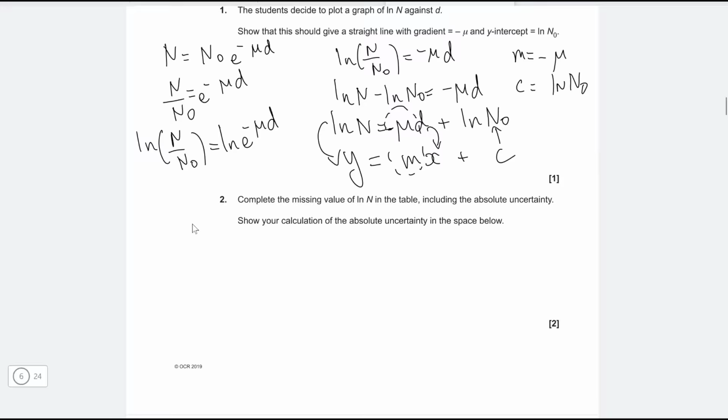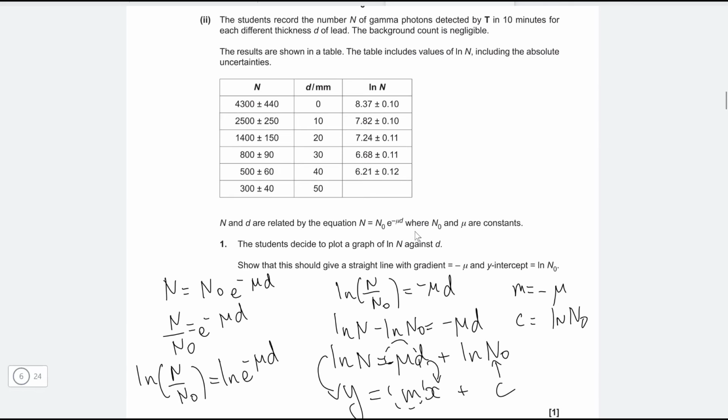Okay, complete the missing value of ln N in the table, include the absolute uncertainty. Show your calculation of the absolute uncertainty in the space below. Well, this was actually a really tricky question in terms of the absolute uncertainty. First off, let's just calculate the ln of 300, which is just 5.70. I'm doing a quick check. We need to conserve decimal places in tables. So here we're given 2 decimal places, 3 significant figures, and I'm keeping consistent with that.